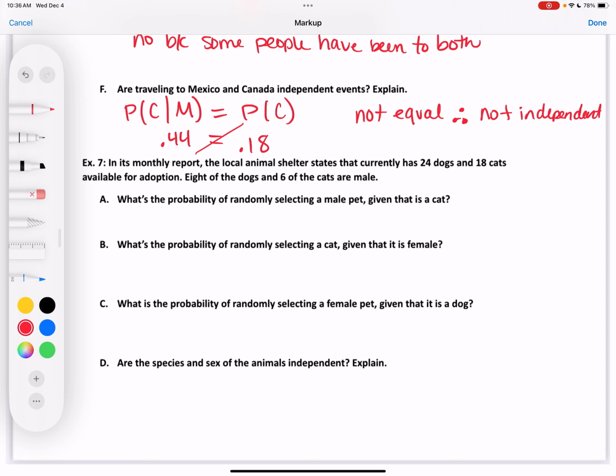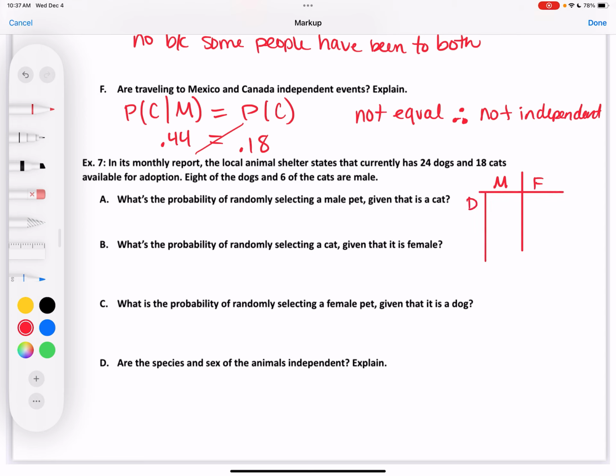In its monthly report, the local animal shelter states that it currently has 24 dogs and 18 cats available for adoption. 8 of the dogs and 6 of the cats are male. So I would recommend, if you have something like this, that you do a little table to keep things straight. So I'm gonna do male, female, and then we'll have dogs and cats.